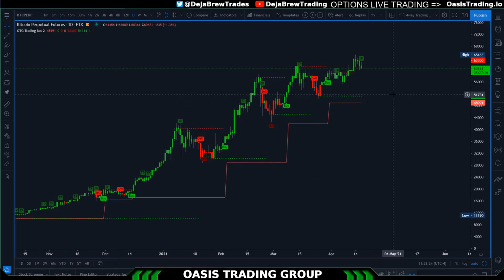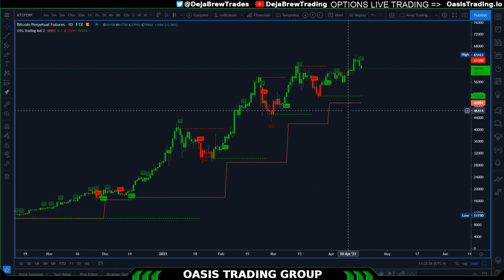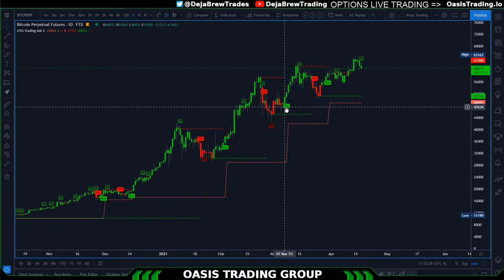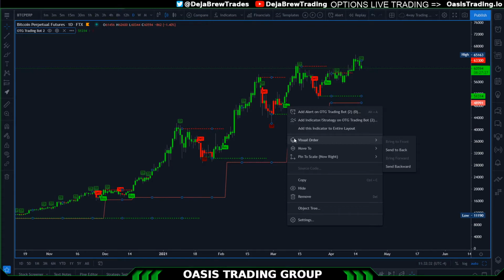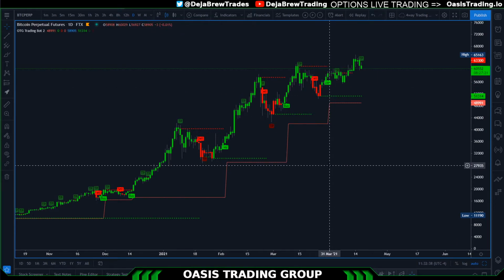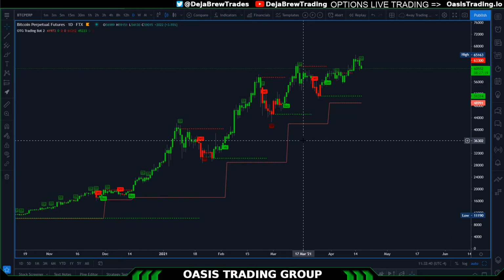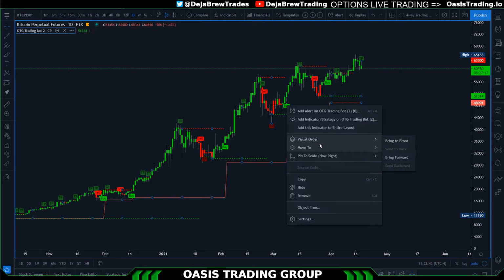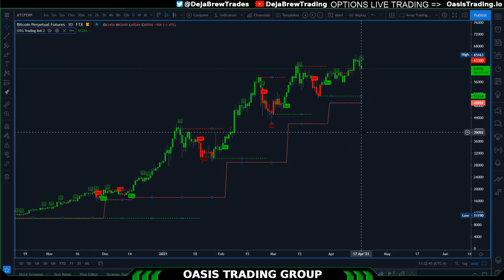Next thing you want to do is right click on the indicator. You can basically do any of the lines, or you could right click one of the labels. Just make sure you're right clicking on the indicator itself. Go to visual order and then bring to front. If you don't do that, the signals will be behind the candles and it makes it hard to see like that. Okay, so make sure you right click, bring to front.